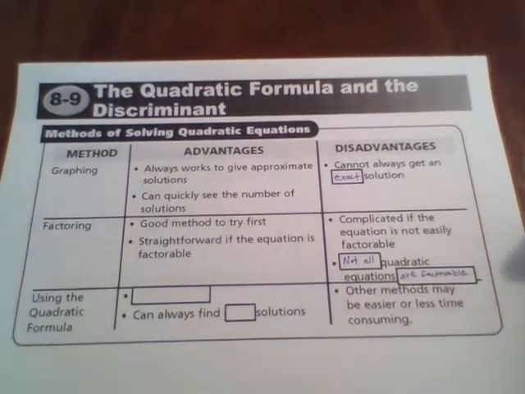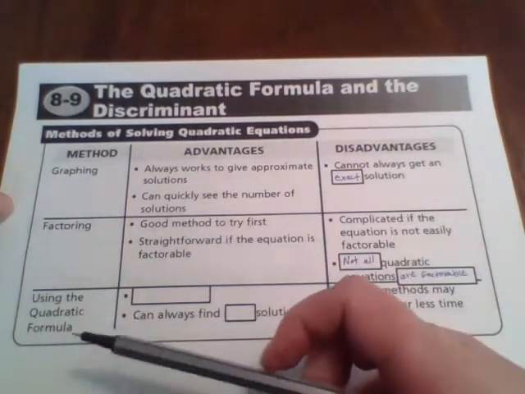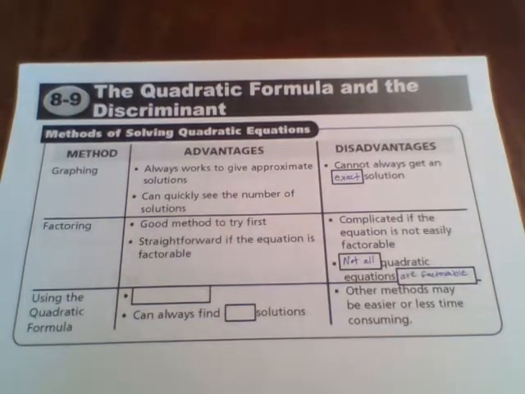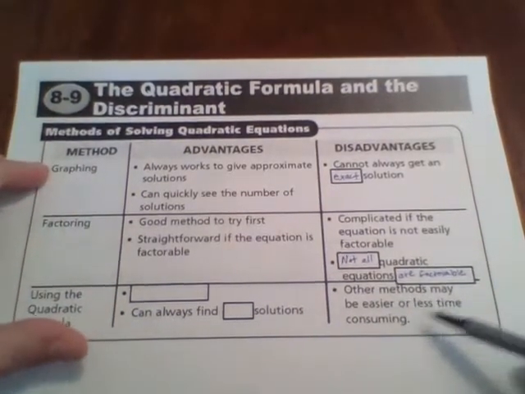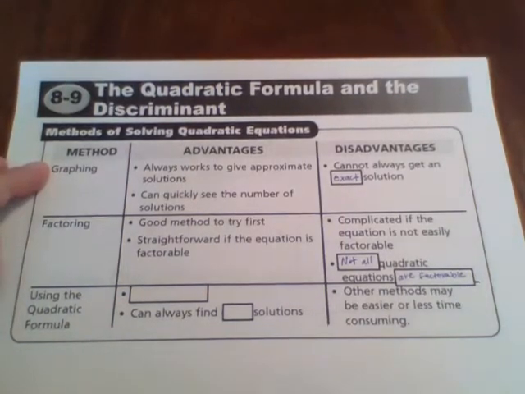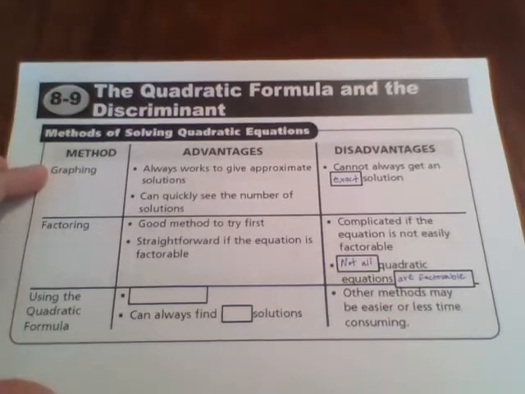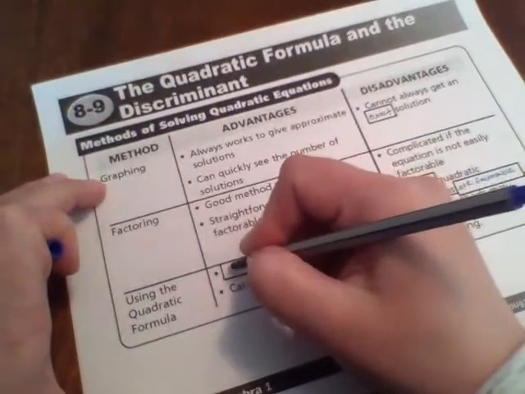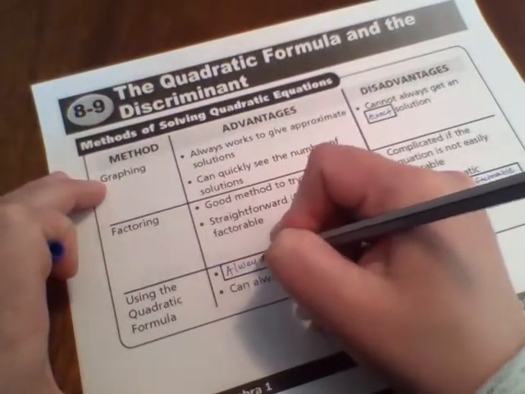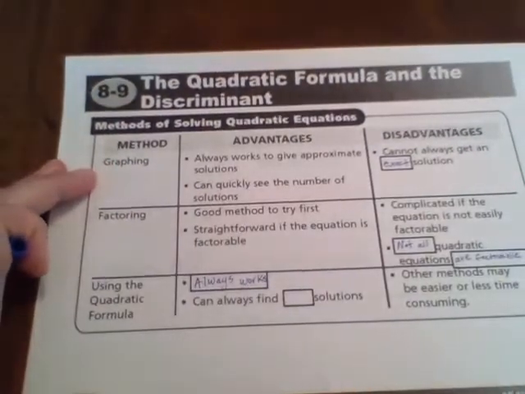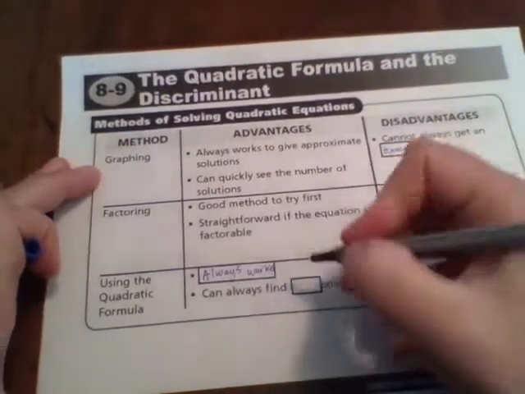And so because not all are factorable, that means that you do want this method, which ends up working every single time. All right. So the disadvantage of what we're going to do today is that other methods may be easier and less time consuming, but this one will work every time. So as long as you put the time in, it will get you the answer every time. In this first box, our advantages is that it always works, and it can always find the exact solutions.